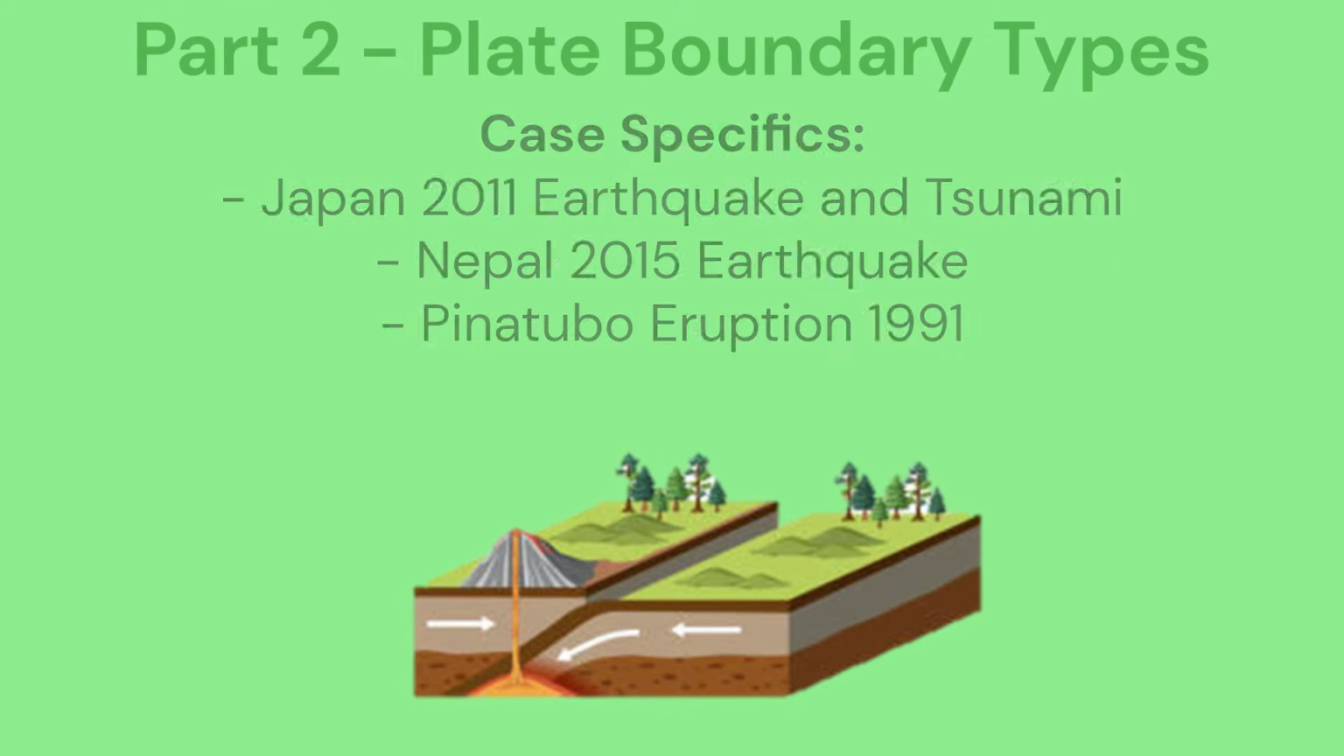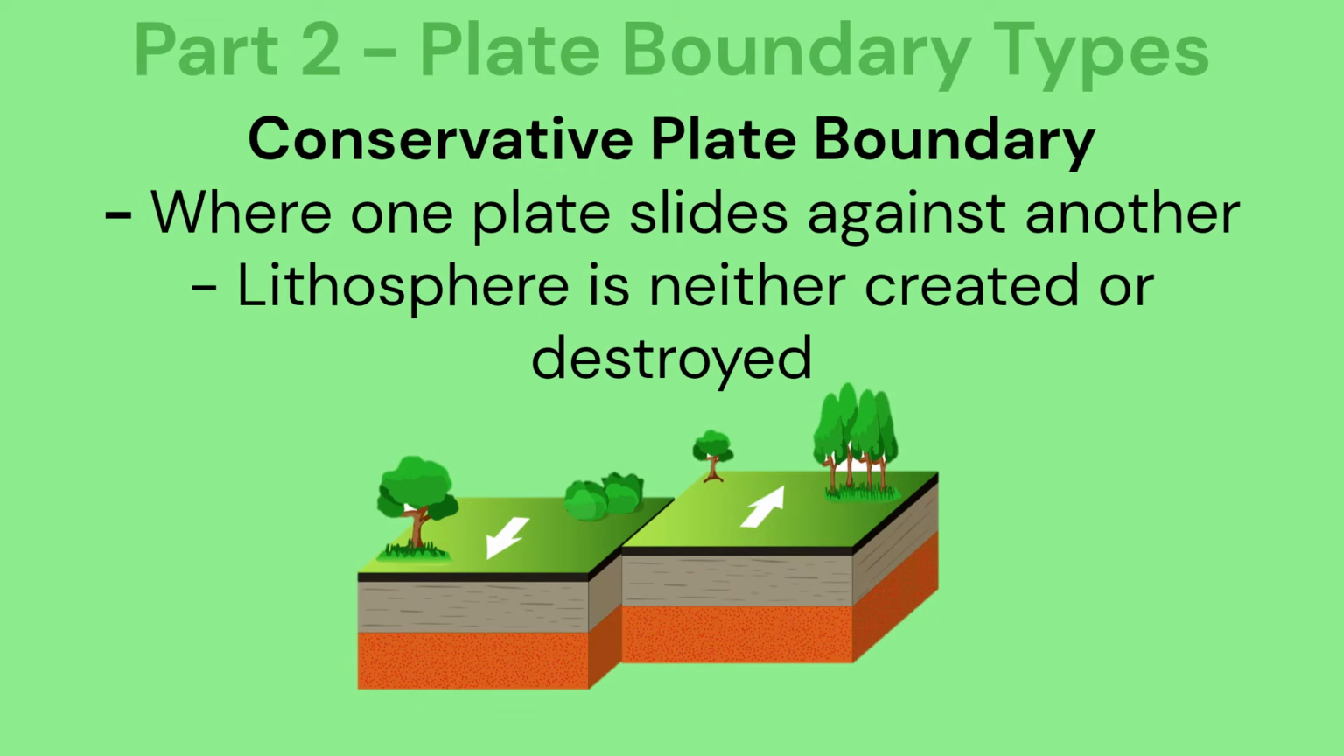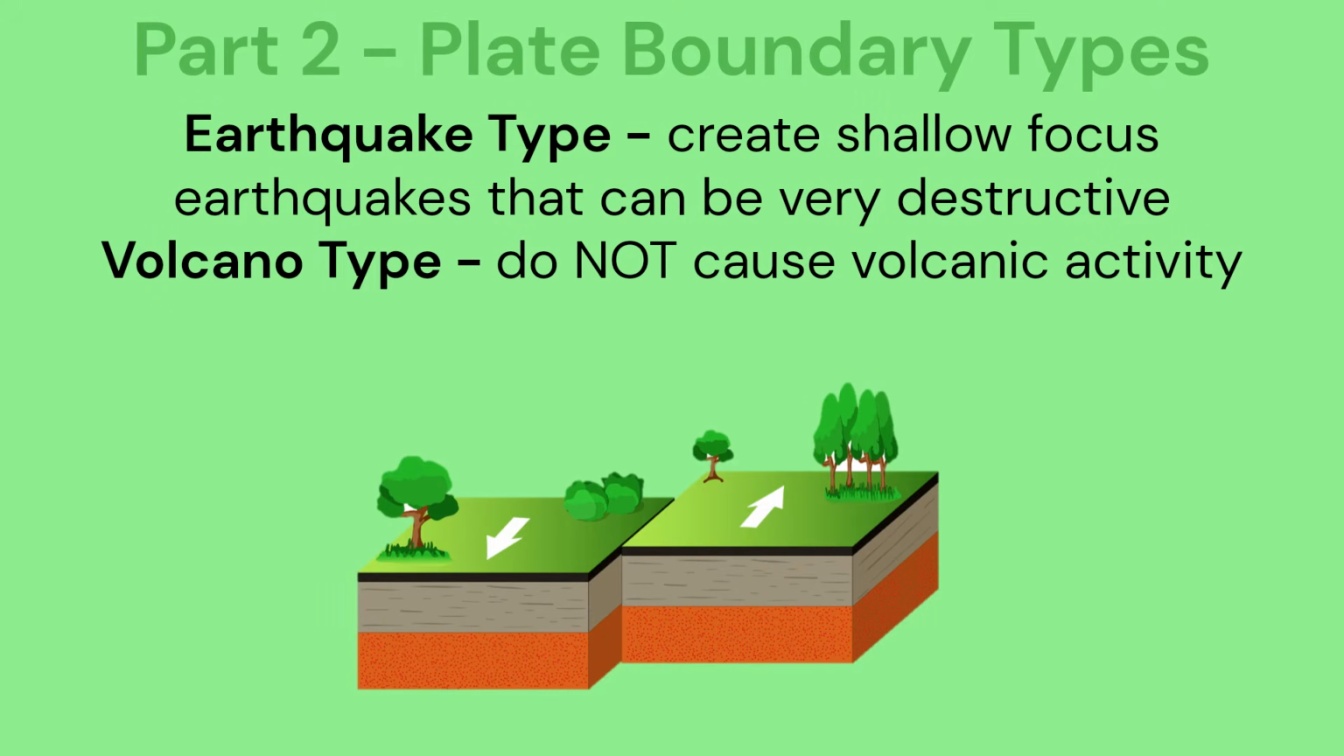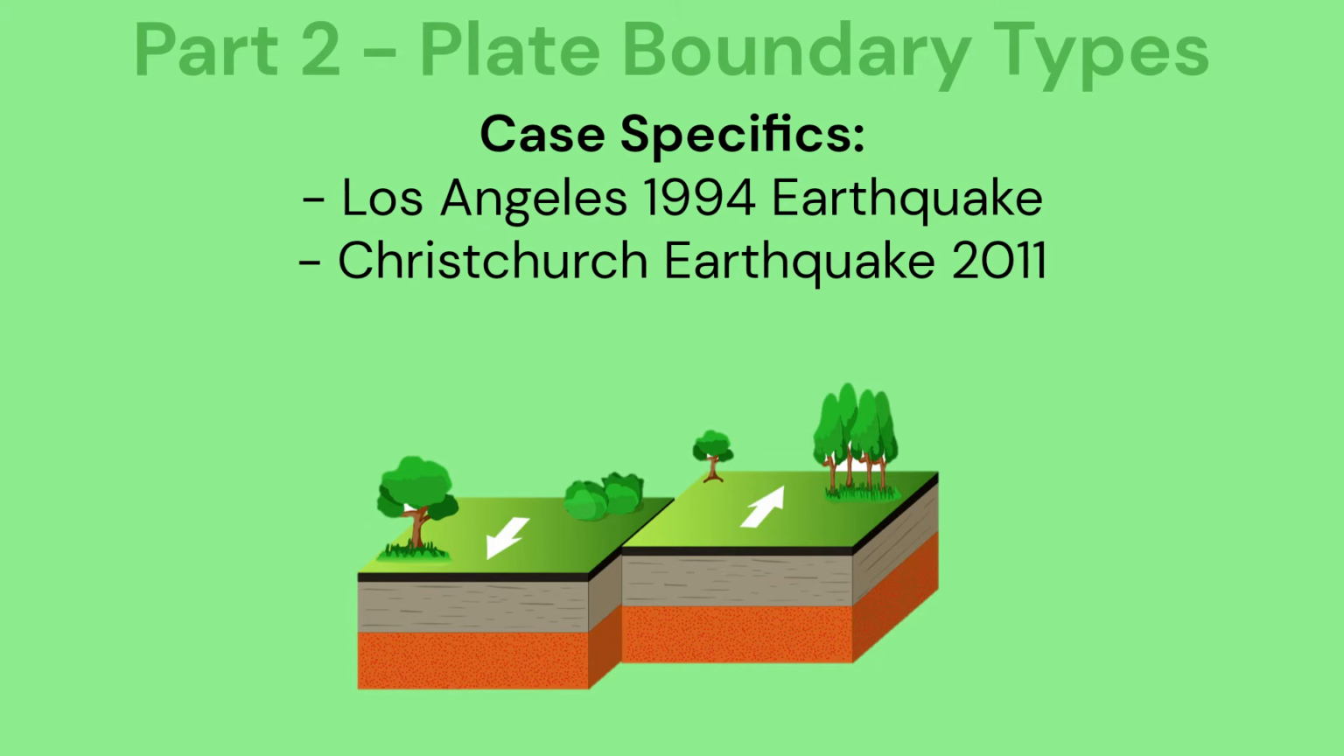Conservative plate boundary. This is where one plate slides against another, and lithosphere is neither created nor destroyed. Conservative plate boundaries create shallow focus earthquakes that can be very destructive. They do not cause volcanic activity. Case specifics include the Los Angeles 1994 earthquake and the Christchurch earthquake of 2011.